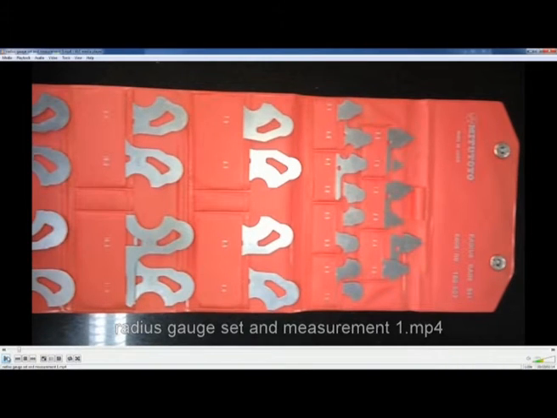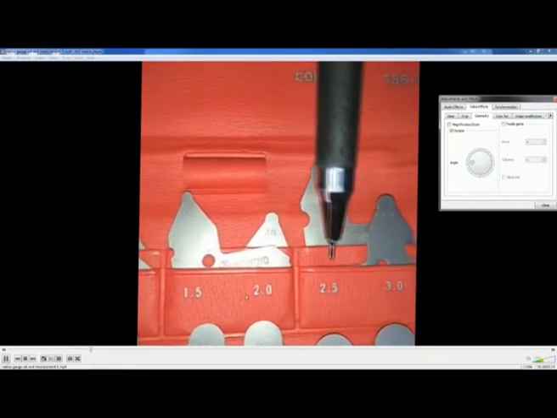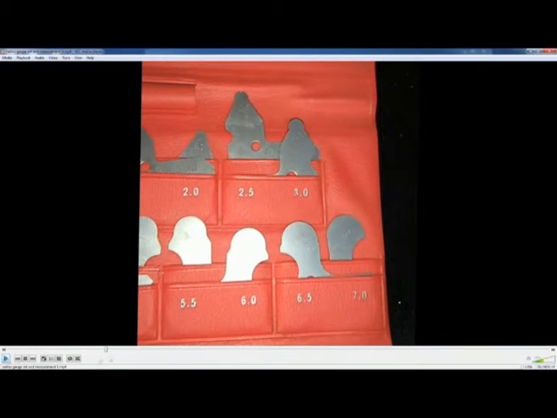Now, you can see the radius gauge set. I can see different leaves: 1 mm, 1.5 mm, 2 mm, 3 mm, and here it is 6 mm leaf. That means the radius is 6 mm. So, the diameter will be 12 mm. So, this is to check the concave radius, and this portion can be used to check the convex radius.